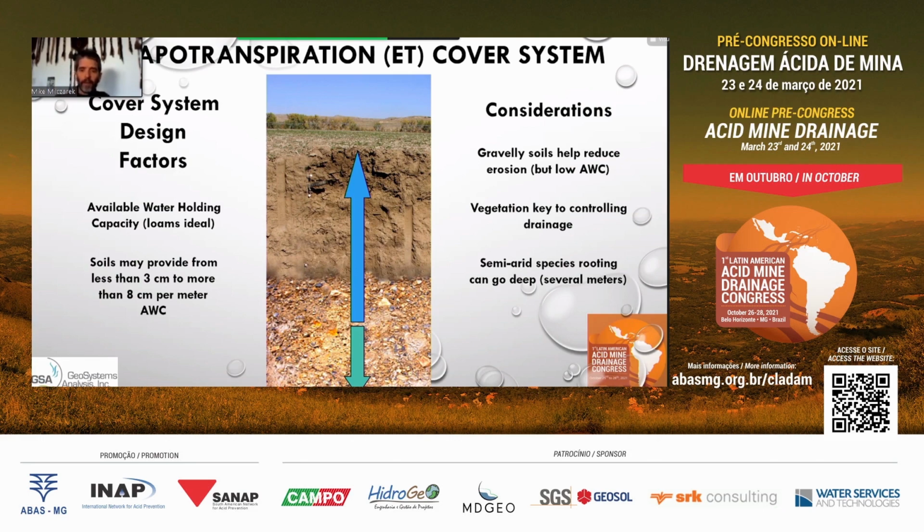Oh, and the last thing I wanted to mention was, in semi-arid sites, depending upon the vegetation, trees for example, the rooting can go several meters deep, and so the ET zone can go several meters deep. And this right here, this break between the arrow going up and the arrow going down, is often what we call the zero flux plane, or also the maximum evapotranspirative depth.